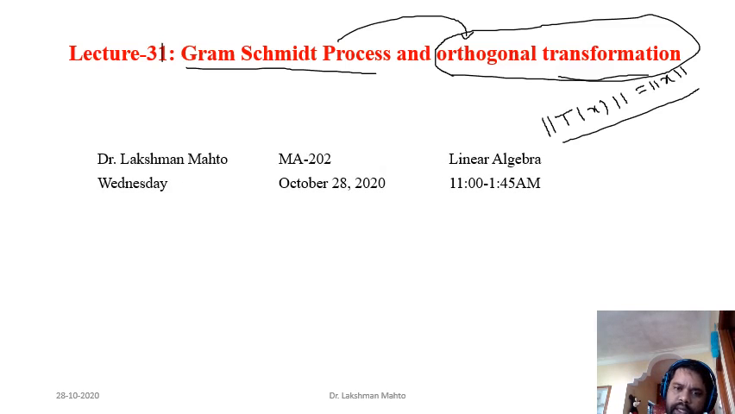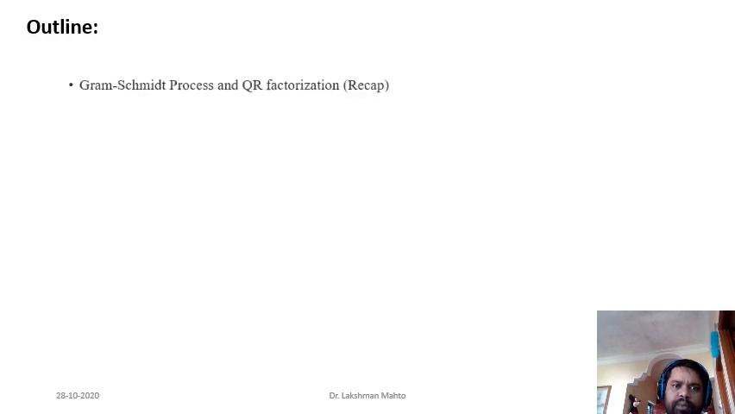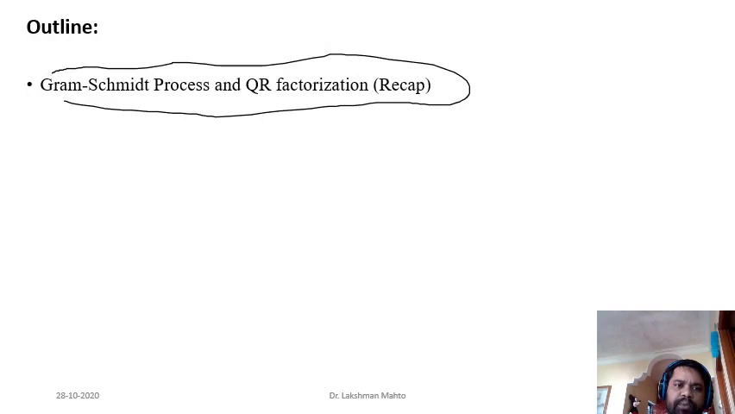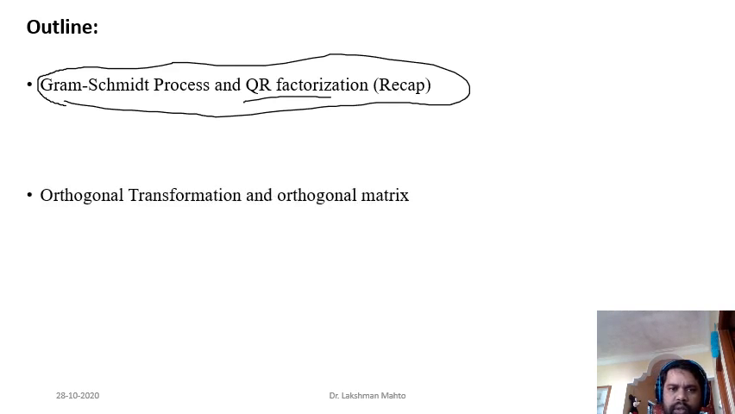So coming to the detailed outline of today's lecture, first I will give a recap of whatever we discussed in the last class. More importantly, while performing the Gram-Schmidt process, as a byproduct we are getting QR factorization. So QR factorization is a byproduct of Gram-Schmidt process. That's why I will talk about a few things on this. Then I will go directly to discuss orthogonal transformation and the matrix which is involved with this transformation. That matrix we will call an orthogonal matrix.